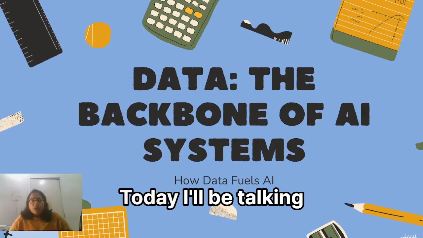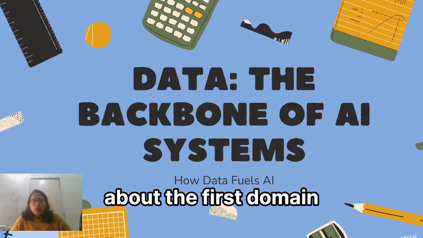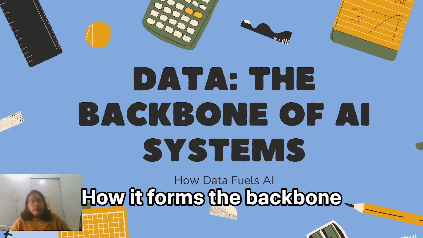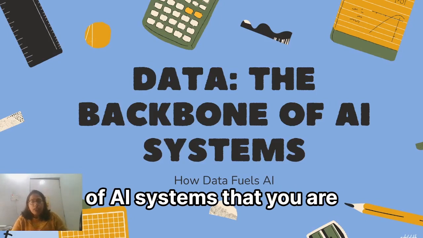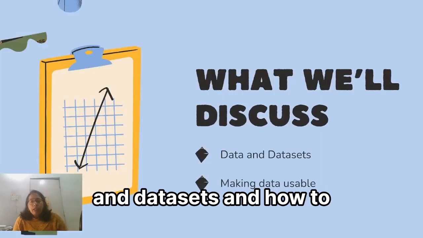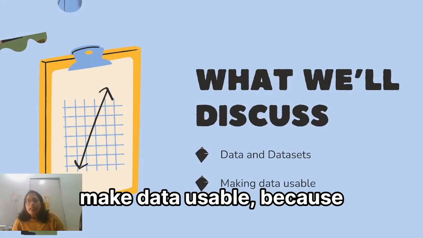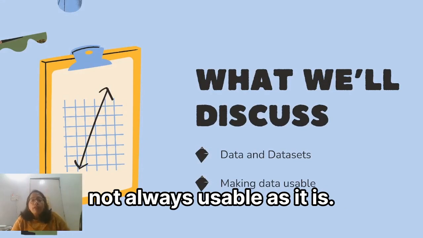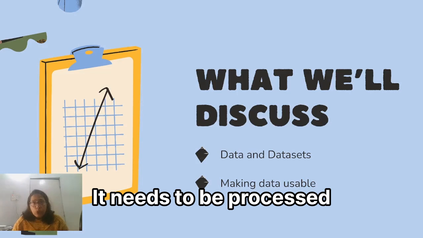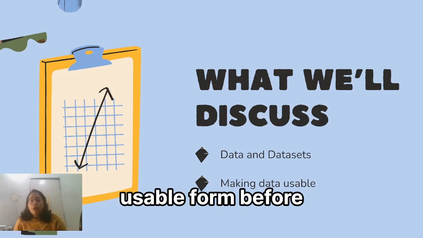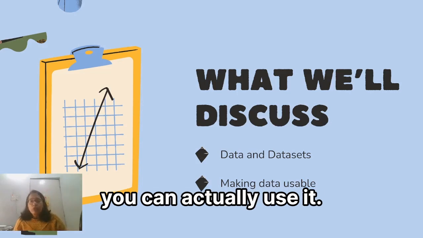Hi everyone. Today I'll be talking about the first domain of AI, which is data. How it forms the backbone of AI systems that you are trying to develop, and how data fuels these AI models. We will be talking about data and data sets and how to make data usable. Because the data that you collect is not always usable as it is. It needs to be processed and converted to a more usable form before you can actually use it.